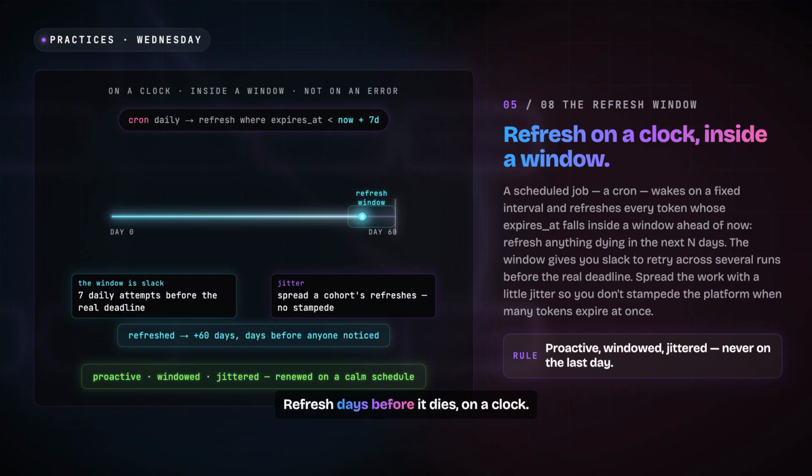Second, jitter. If 1,000 tokens all expire the same afternoon because you onboarded a cohort together, a naive job refreshes them in a tight burst, and you hammer the platform, maybe trip a rate limit, and fail the whole batch. So you spread the refreshes across the window with a little randomness. Same guarantee, none of the stampede. Proactive, windowed, and jittered. The token gets renewed on a calm schedule, days before anyone would ever have noticed it was close.